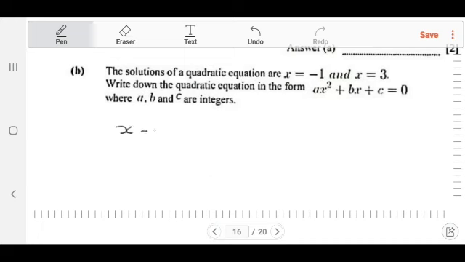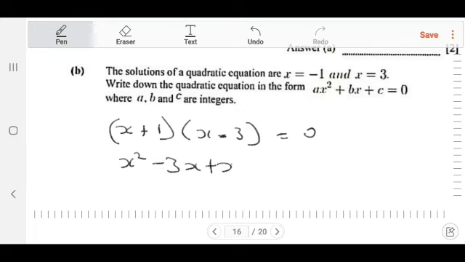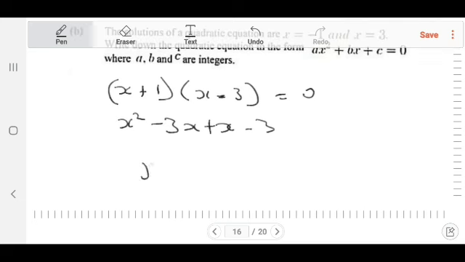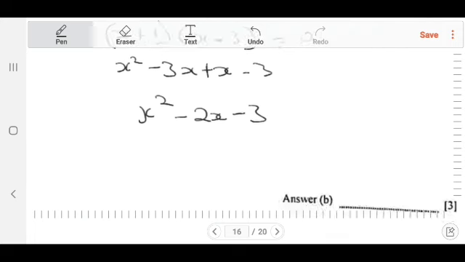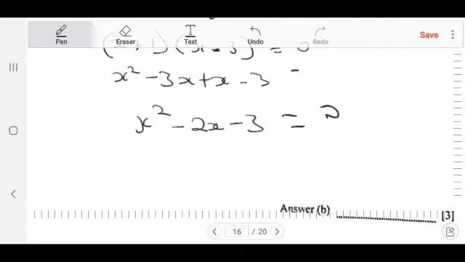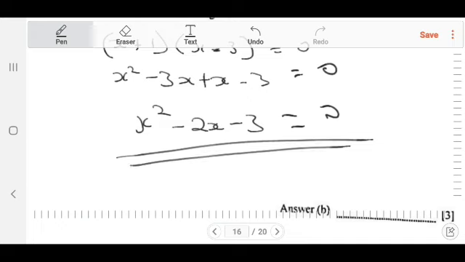x plus 1 times x minus 3 equals 0. Then we expand that one. So we get x squared minus 3x plus x minus 3, which is the same as x squared minus 2x minus 3 equals 0. So this is our answer there.